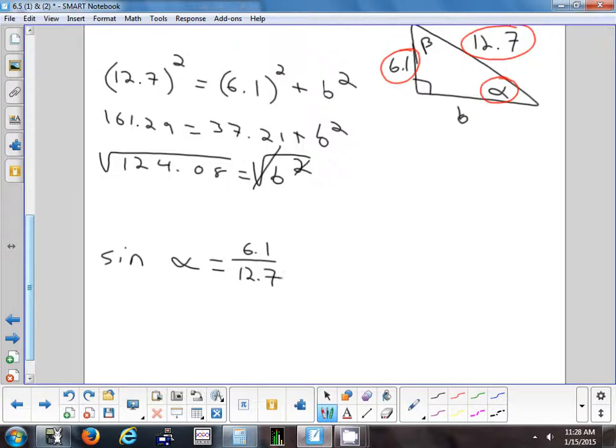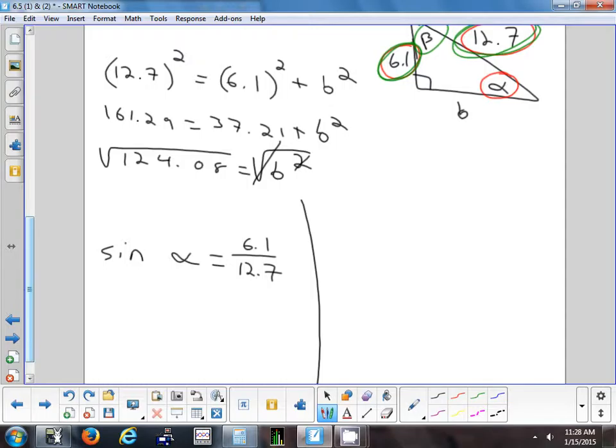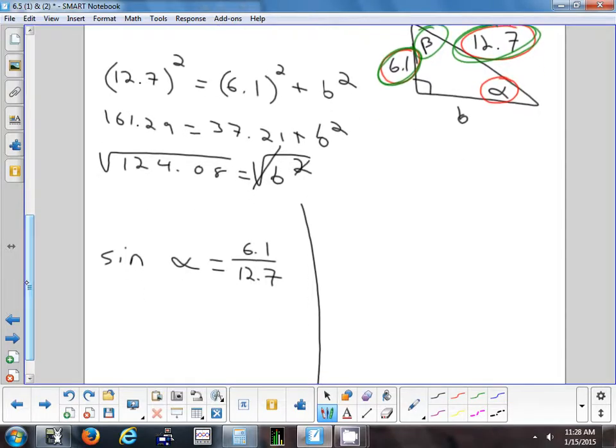Now before we solve it, let's figure out the trig function we're going to need to find beta. There's beta, 6.1, 12.7. Brianna, what trig function will I need for beta? Cosine. Okay. Adjacent over hypotenuse. So cosine is adjacent over hypotenuse. Now, in both of those cases, look where the variable is. It's not in the fraction. It's not in the top. It's not in the bottom. It's inside the trig function. Right?